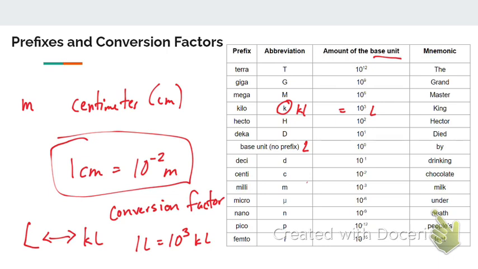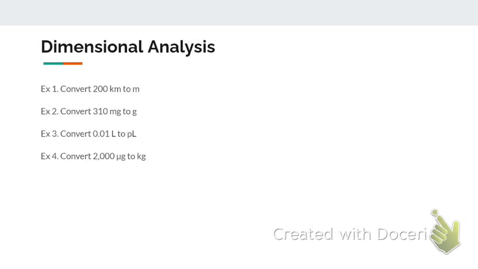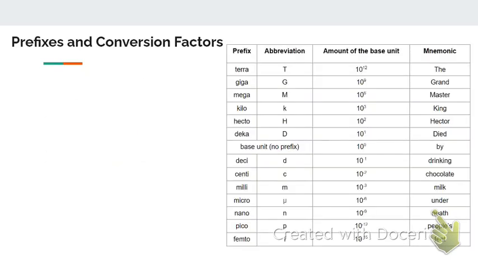We're going to use that and solve some problems together. Here we have 200 kilometers to meters. Let me go back. You're going to have to memorize this, or make sure you know how to use it, because it's not going to be provided for you. That's why the Grand Master King Henry Died by Drinking Chocolate Milk Underneath People's Feet is a good way to remember this.